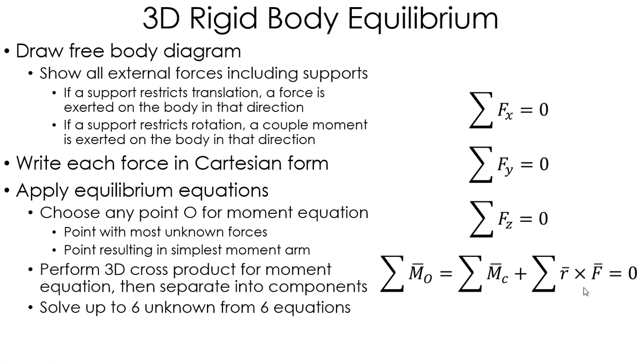And what that's going to leave you with is 6 total equations. 3 force equations as well as 3 individual moment equations in each of the 3 directions. That means you can solve up to 6 unknowns in this equation. So again, procedure is the same. Free body diagram, write your forces, apply the equilibrium equations. Really, the main difference here is the fact that you have up to 6 equations that you can solve unknowns for.